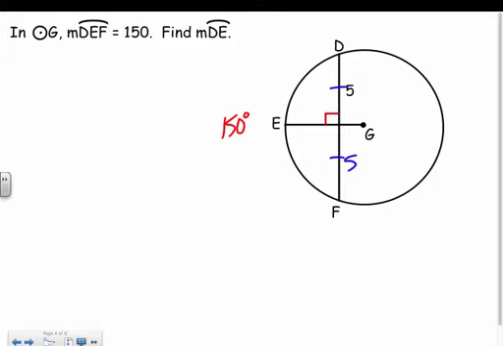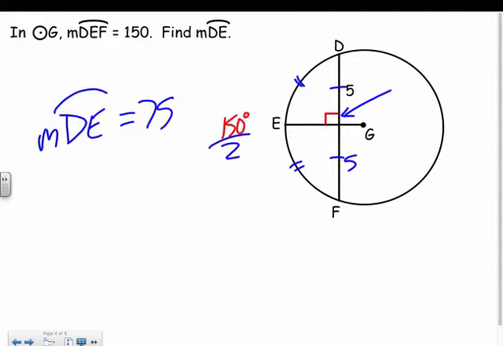So I know this part would also be 5. And the arcs would also be congruent. So I know that these two arcs would also be congruent, simply because of this perpendicular right here between the radius and the chord. Well, that basically just cuts this 150 in half for each of these little arcs. So we cut this in half, so I know that the measure of arc DE is 75 degrees. So this piece right here is 75 degrees, because the other piece would also be 75 degrees.